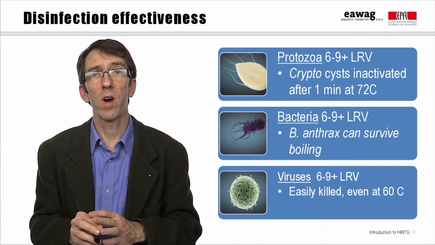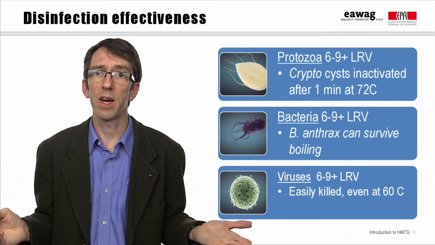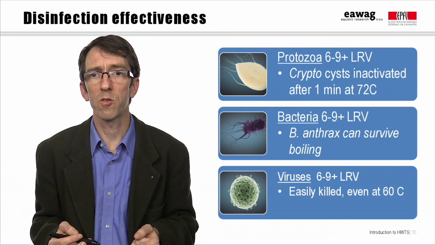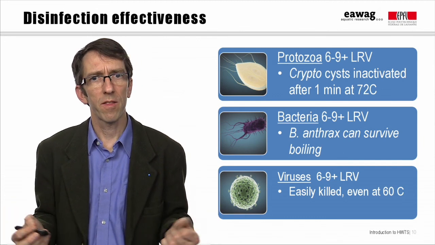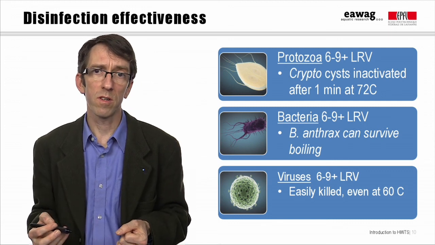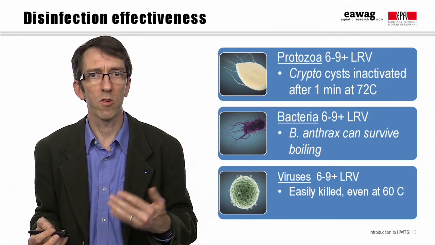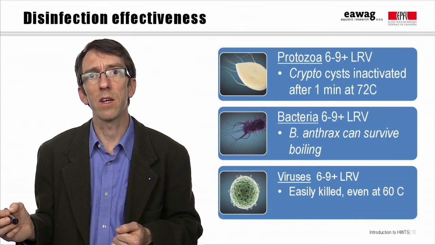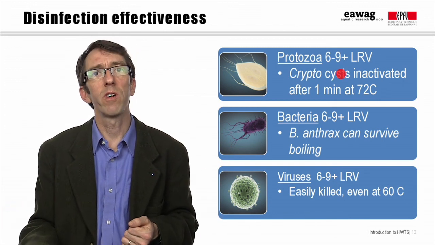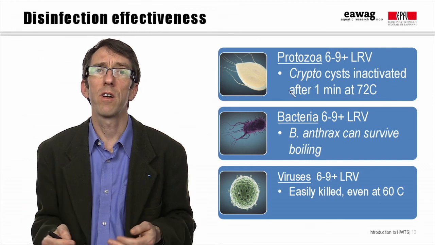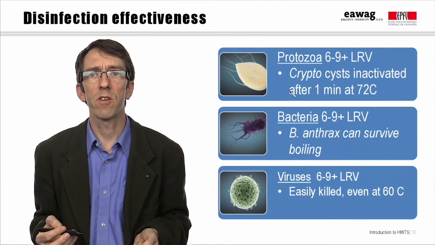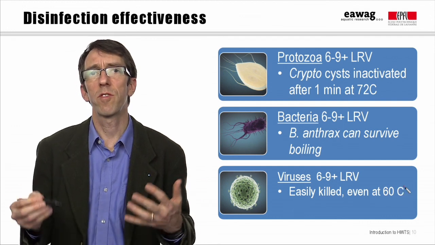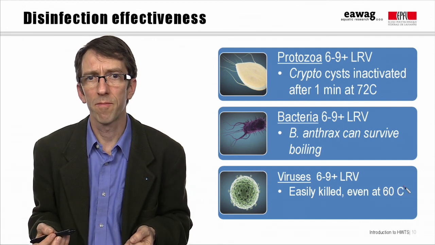Heat disinfection is widely effective against all classes of pathogens, with 6 to even more than 9 log reduction values possible. Some of the pathogens which are particularly resistant to other treatment processes, filtration or chlorine, for example, are very vulnerable to heat. So we see that Cryptosporidium cysts can be inactivated after just 1 minute at 72 degrees. And viruses are easily killed, some of them even at 60 degrees.